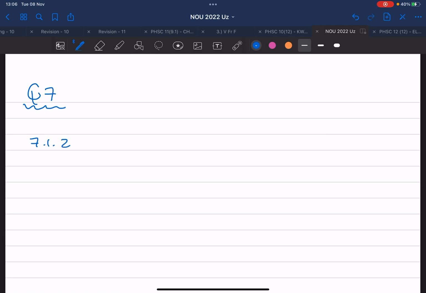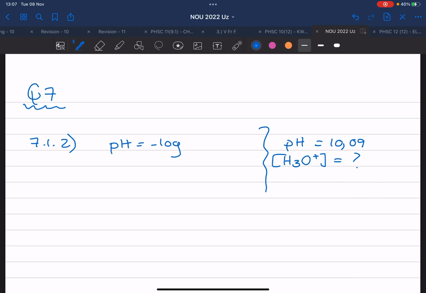Okay, goed. So hulle sê vir jou, they tell you the pH is 10.09 and then they ask you to calculate the concentration of the hydronium ions in the solution. Okay, so dan gaan jy na jou pH formule toe. Your pH formula is pH is the negative log concentration of hydronium ions. Want jy skryf die formule presies soos wat op jou datavel is neer. So as dit anders is op jou datavel, if it's different on your data sheet, then you write it differently.